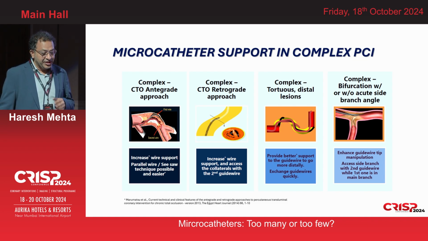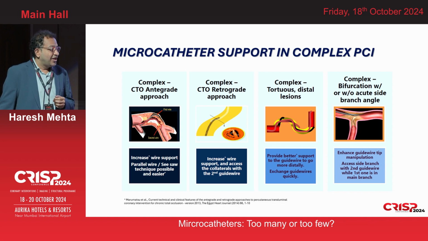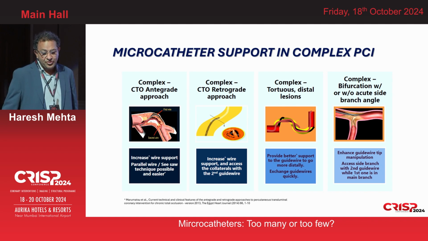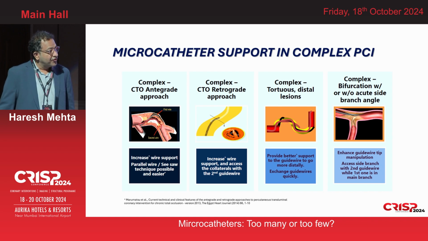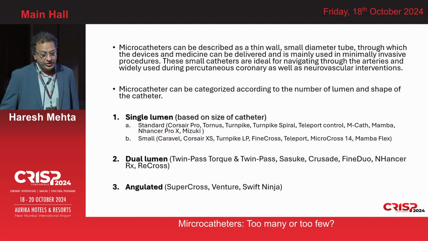Complex CTO antegrade approach is one of the main reasons microcatheters really got used. And once retrograde came, then we needed better microcatheters to access the tortuous vessels and also to find the way back into the main vessel. With multiple tortuous vessels, we want to reach as distal as possible, which is sometimes difficult without a microcatheter. And of course, when we have difficult bifurcations and angulations are not good, then we need microcatheters to access them so that we can take two wires through them.